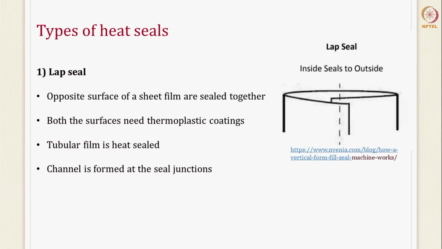We've already discussed in another section the different types of seals, but I just wanted to show you the pictographic representation of a few of these. One is your lap seal. So it's very clear from here that the opposite sides of the films are joined together, both of thermoplastic coating. So they melt, they join together. You don't have any overlap. They stick to each other in such a way that they are part of the body.